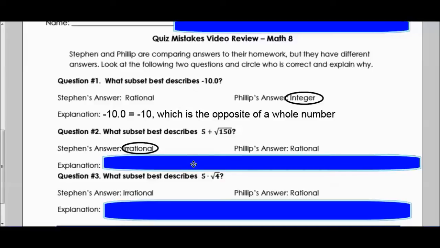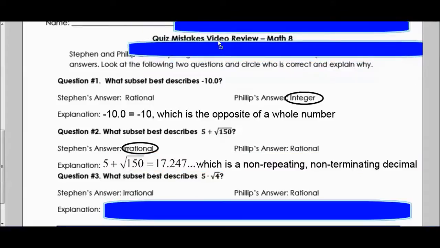So here Stephen's right, and the explanation for that is that 5 plus that square root gives us 17.247, which is a non-repeating, non-terminating decimal.